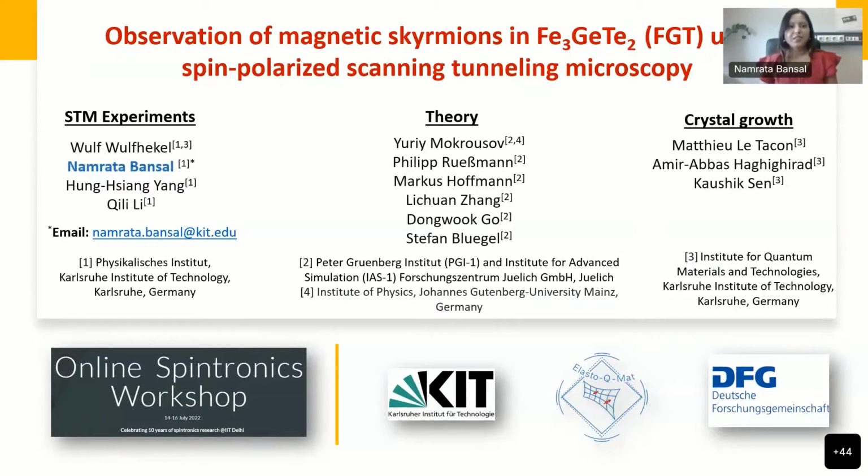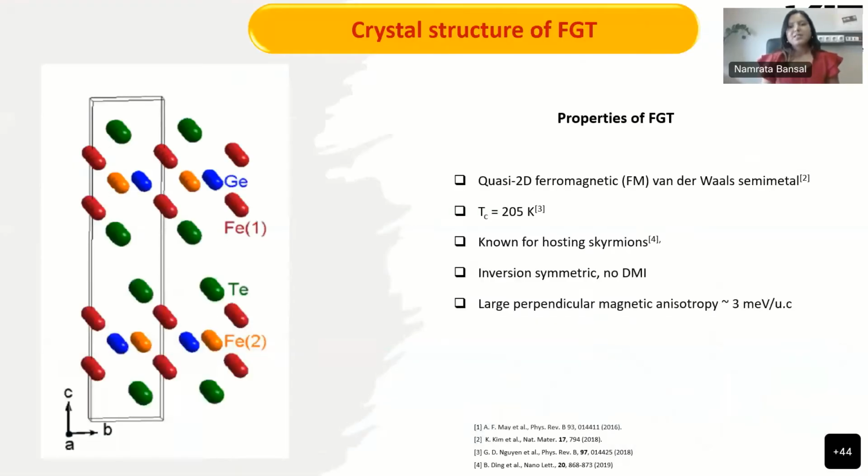So the topic of my presentation is observation of magnetic skyrmions in iron germanium telluride, which is also known as FGT, using spin polarized scanning tunneling microscopy. So I will start with the crystal structure of FGT. FGT consists of two types of iron atoms, that is iron 1 and iron 2. Iron 1 atoms make a hexagonal network with the other iron atoms, while iron 2 atoms make a covalent bond with the germanium atom.